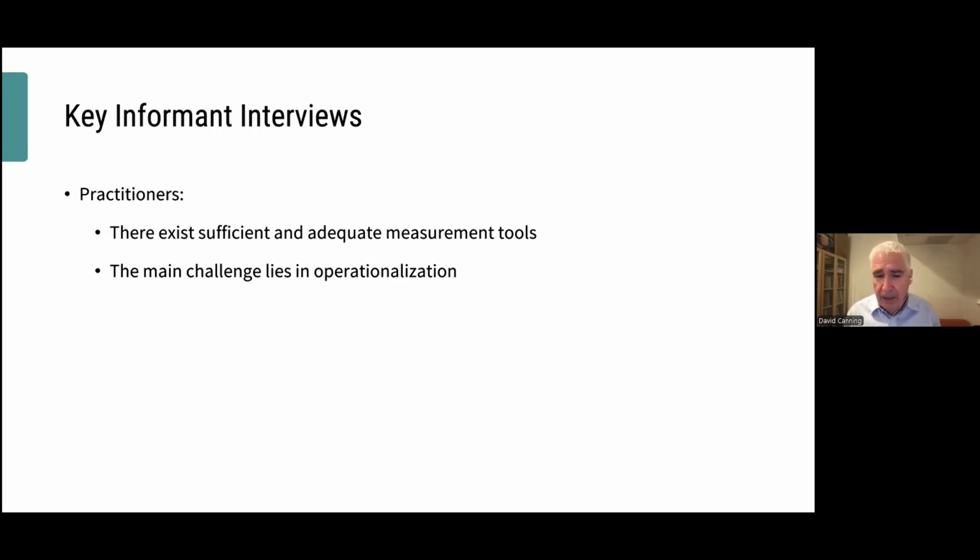And that the gains from improving the measure will be marginal, whereas the gains from focusing on a measure and using it in different settings and in different ways is going to be very large. Next slide.